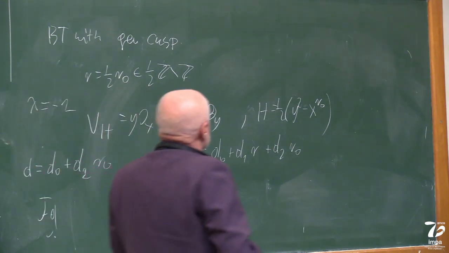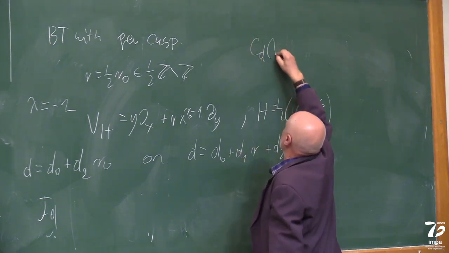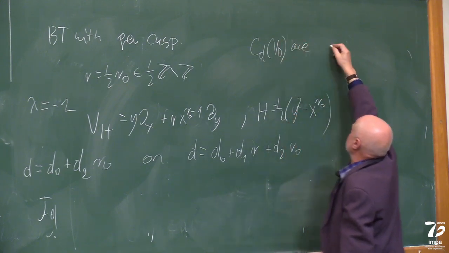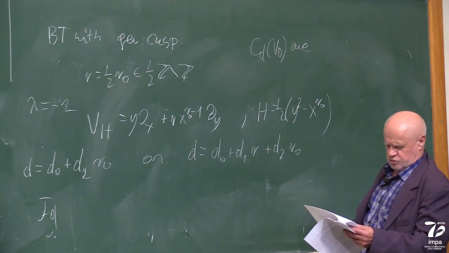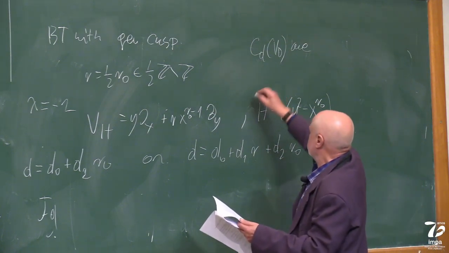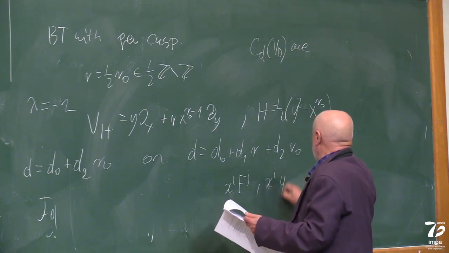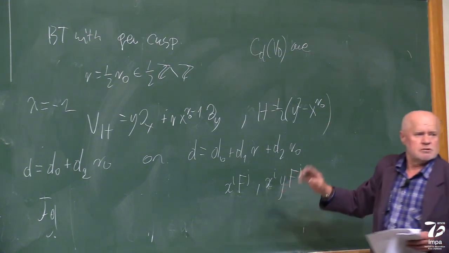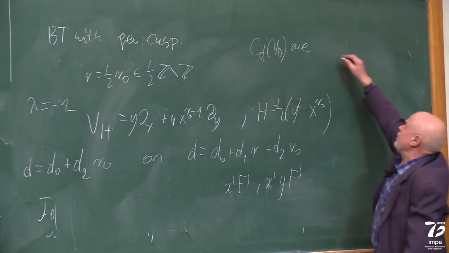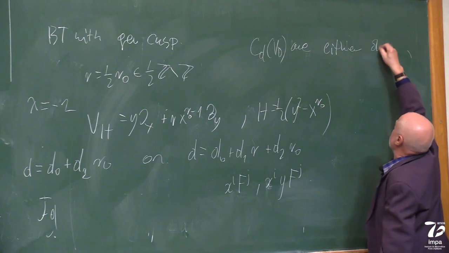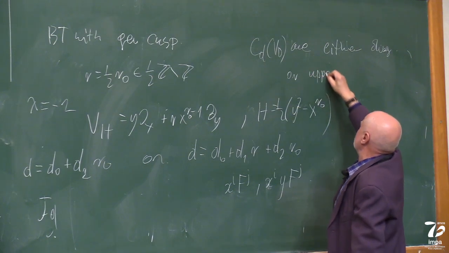Anyway, the operators CD of V0 are written in the basis. The bases are like x to i, y to j, or x to i, y, y to j. We use such bases in the spaces. The operators are either diagonal or upper triangular.